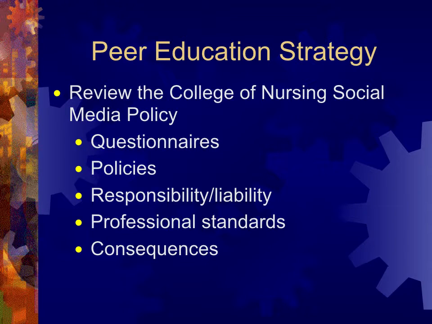And some of the activities they would do in the peer education strategy is they would have pre and post questionnaires before and after the education is completed. They would have an active, reflective, informed approach to the policies. They would review professional standards such as the Nursing Code of Ethics, advise nursing students what the consequences of their behavior is, and let them know that uncivil behavior is not acceptable.